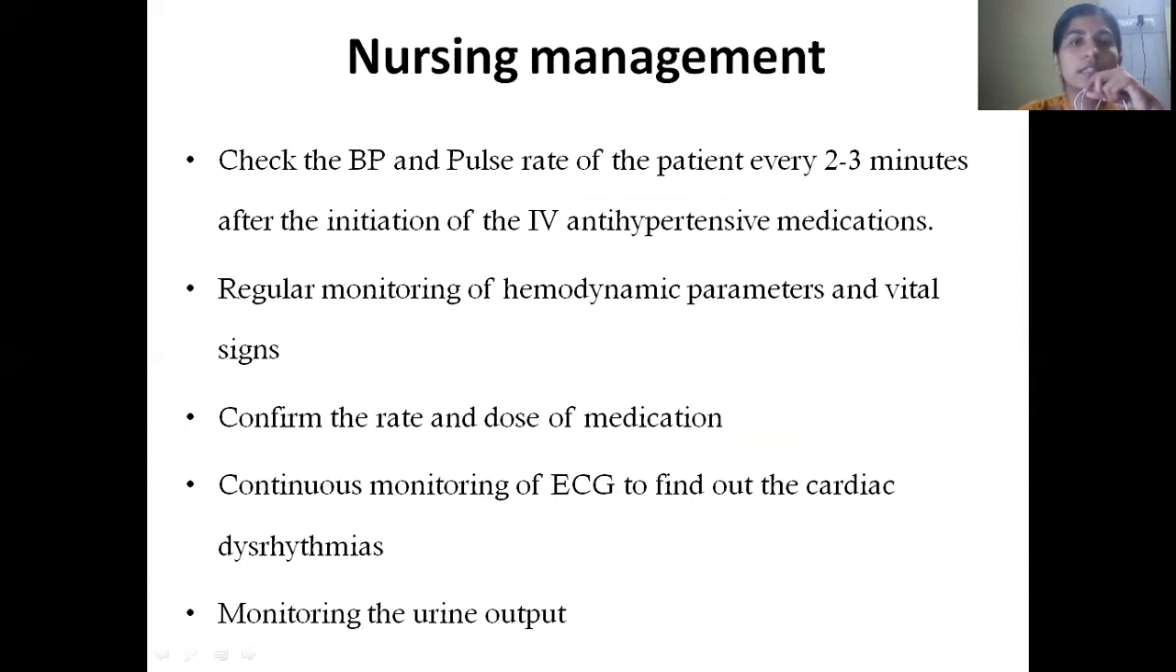Next, we can go through the nursing management. Here we can discuss checking BP and pulse. As a nurse, we should first do the history and physical assessment of the patient. Within minutes, we should complete all this work. Then we should go for hypertensive medication and treatment. Regular monitoring of the hemodynamic parameters is one of the major things. Next, confirm the rate and dose of medication. Usually it will be a continuous infusion, so it is very important to check the rate and dose of the medication. Then continuous ECG monitoring, checking for chances of dysrhythmia under surveillance, and monitoring the urine output.